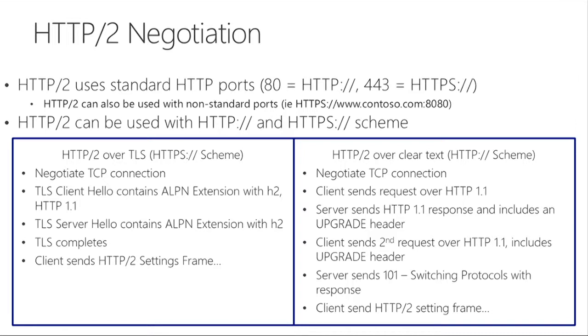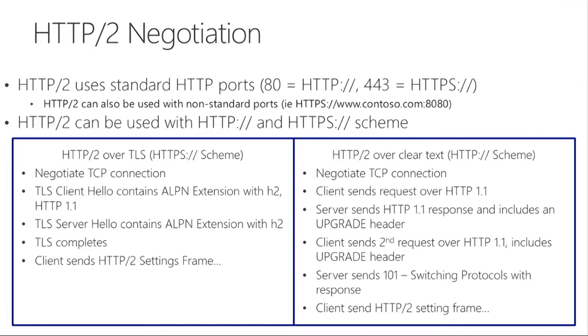The second thing is really important, and I wanted to highlight that the HTTP2 specification works with both the HTTP scheme and the HTTPS scheme, meaning that it is possible to send HTTP2 across the internet in clear text. How this is negotiated is, when I use an HTTPS URI, we'll negotiate the TCP connection first, and then we'll negotiate TLS. It's exactly the same process as you get when you use HTTP 1.1.